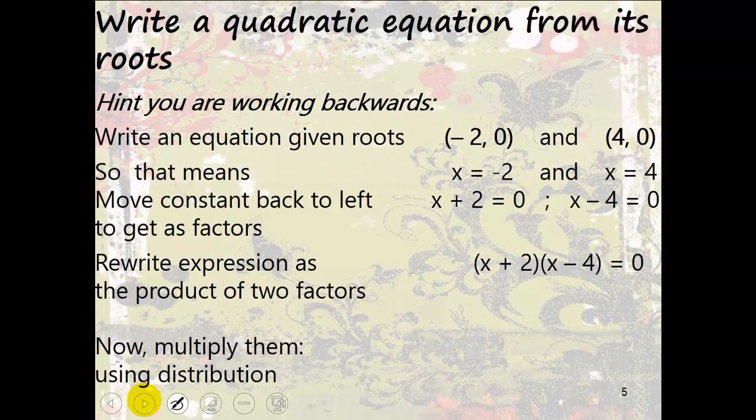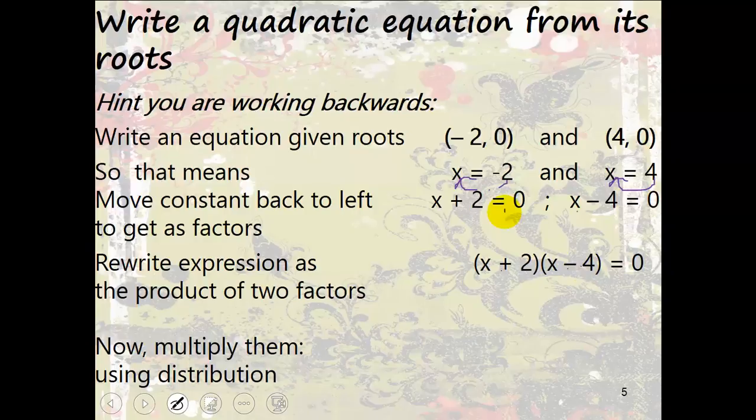So here we go. We have (-2, 0) is a root, and (4, 0) is a root. So when we got towards the end of our solving, we would have had x equals -2. If we move the 2 back over this way, we would have x plus 2 equals 0. If we move the 4 back over, we're going to have x minus 4 equals 0. Remember, we're working backwards, okay? So all I did was move the constants back to the left. Now I just rewrite the expression as the product of those two factors, because from here, we could say x plus 2 equals 0 and x minus 4 equals 0.